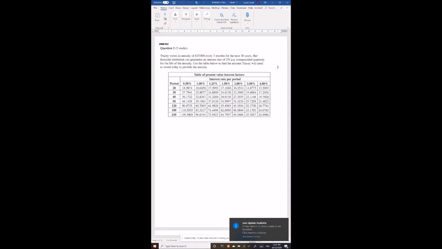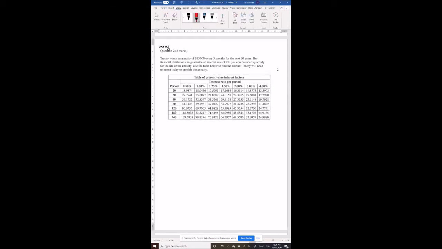Okay, so Tracy wants an annuity of $15,000 every 3 months for the next 30 years. Her bank's guaranteed an interest rate of 2% per annum compounded quarterly for the life of the annuity. We want to use the table to find the amount she needs to invest today to provide the annuity. So what we first need to work out is her interest rate for the life of her loan.